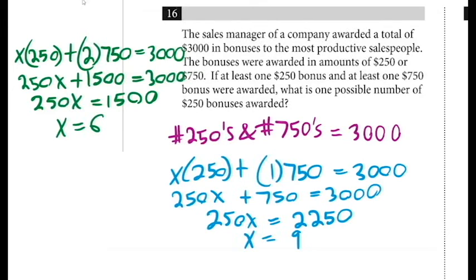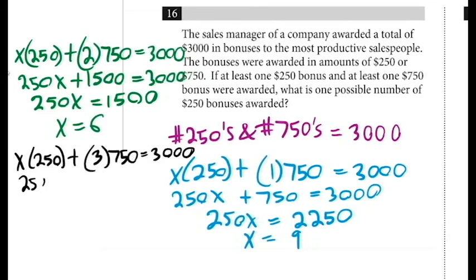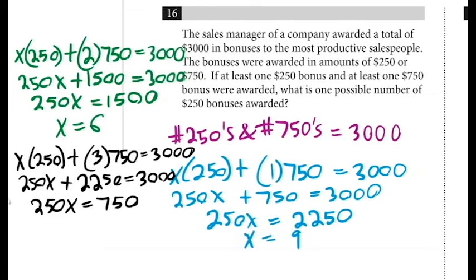And last but not least, we could have 3 of the 750s. Add that with x of the $250 bonuses, and we have another equation. 250x plus 2,250 equals 3,000. Take away 2,250 from both sides, and we have 250x equals 750. Divide both sides by 250, and you get 3. So the possible number of $250 bonuses is either going to be 9, 6, or 3. We could have used any of those and it would have counted as the right answer.